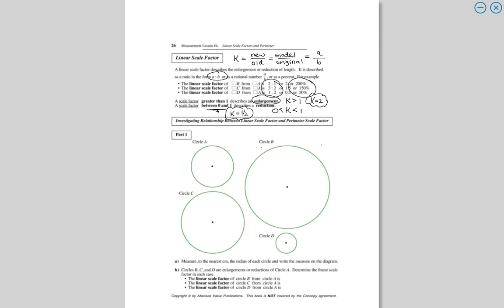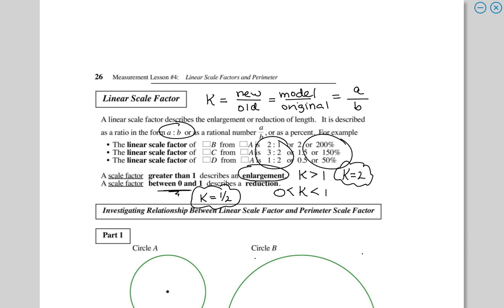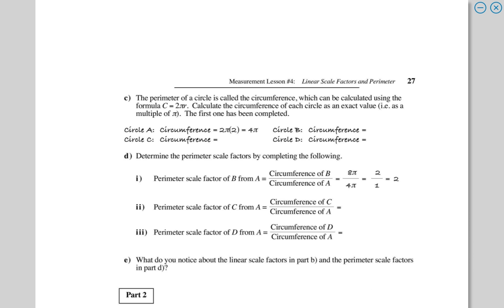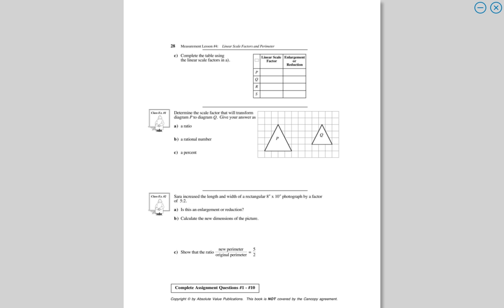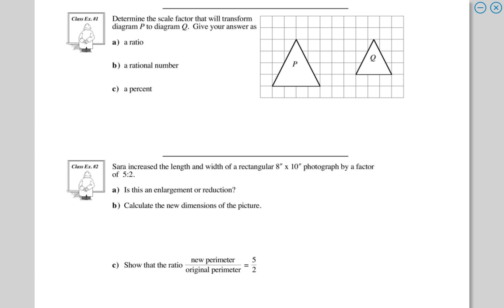So that's a good little chunk of notes there. And again, we're going to skip this investigation because it takes rulers and measuring, and I don't got time for that. So we can flip this page, and we will just jump into these 2 examples.